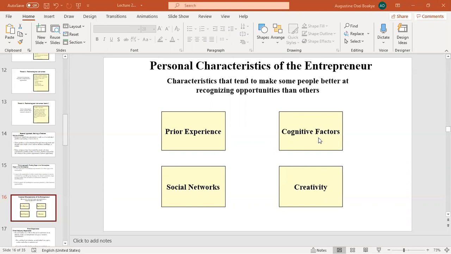Then the third one has to do with social networks. And basically, when you talk about a social network, we are referring to one's social capital. So the number of friends you keep, the number of acquaintances you have, and the number of people that you interact and intercommunicate with on a daily or sparing basis. Now, research indicates that there are a lot of startups which came about as a result of the social network that the entrepreneurs had. And a typical example is Mark Zuckerberg's Facebook.